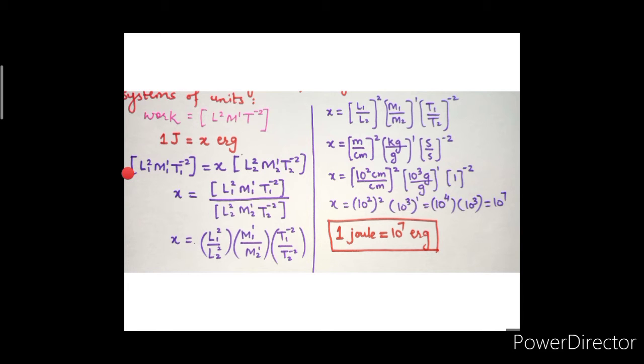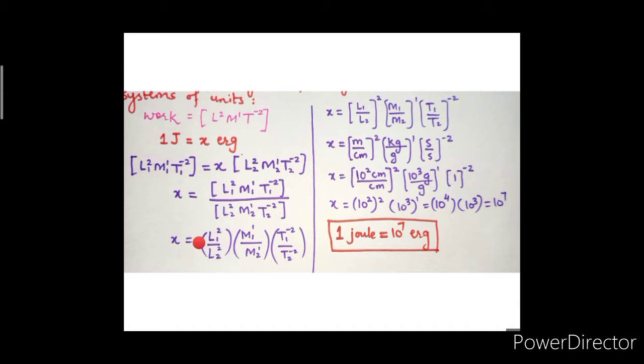After writing the dimensions in SI system and CGS system, we can write the value of X is equal to L1 M1 T1 with their respective powers 2, 1 and minus 2 divided by L2 M2 T2 with the respective powers 2, 1 and minus 2. That means the left hand side dimension is to be divided by the right hand side dimensions. After writing this equation, we have to segregate by means of the physical quantities L, M and T. So here we have to write L1 squared divided by L2 squared, then M1 raised to 1 is divided by M2 raised to 1, T1 raised to minus 2 is divided by T2 raised to minus 2.